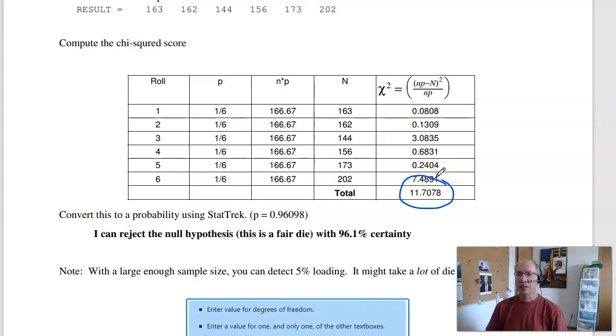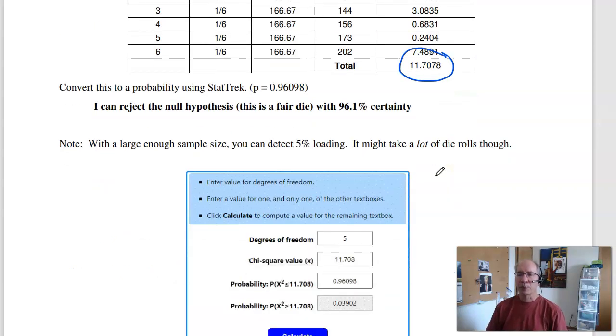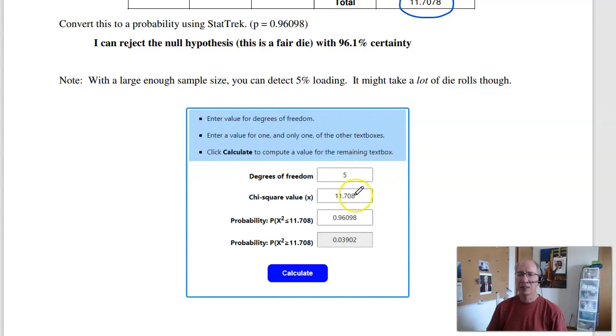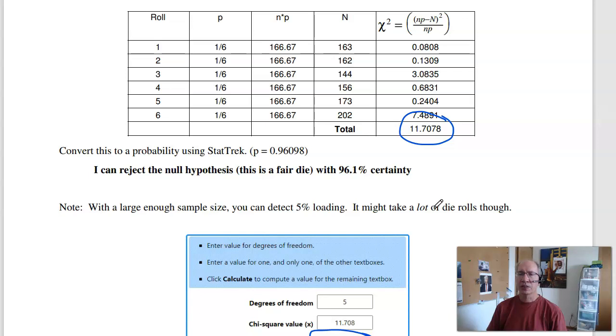Converting a chi-squared value of 11 to a probability, I've got 6 bins, chi-squared value is 11, 96% chance. So with 1,000 die rolls, I can be 96% certain that this is a loaded die. If you have enough data, I can detect any amount of loading, but it might take a lot of data.